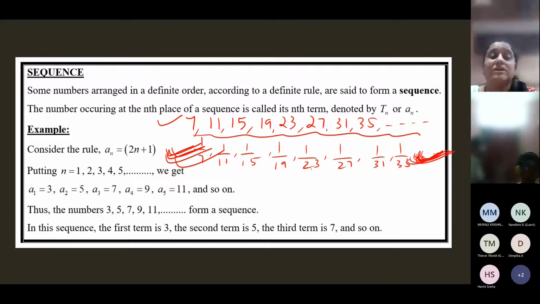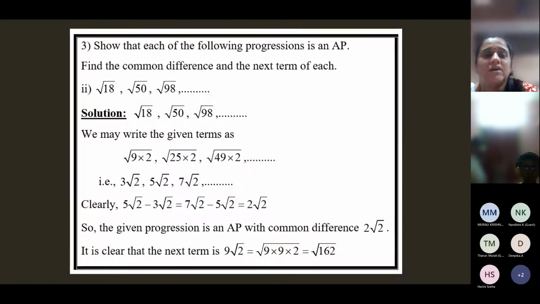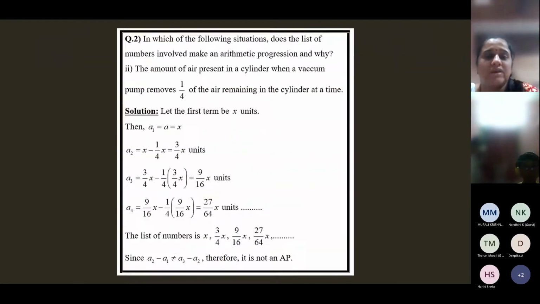So we have a common difference for arithmetic progression, a common ratio for geometric progression, and for harmonic progression, the sequence formed by taking the reciprocal of every term forms an arithmetic progression. So these are the three different types of progressions, and we will be studying only AP. In our syllabus, we have only AP.